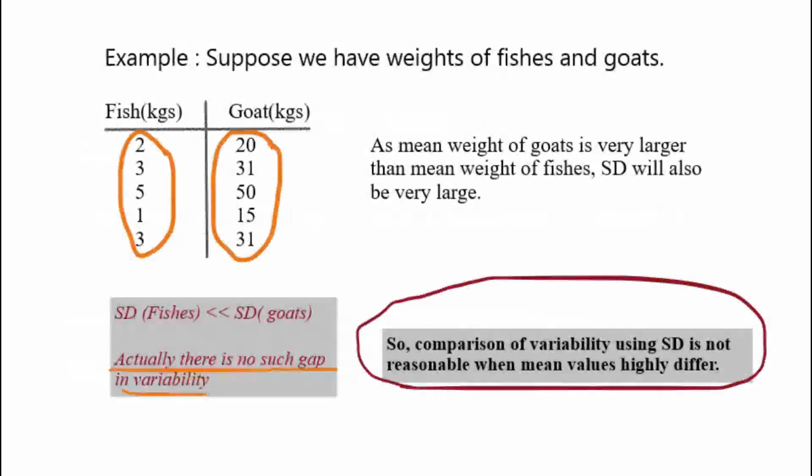Example. Suppose we have weights of fishes and goats. As the mean weight of goats is much larger than the mean weight of fishes, the SD will also be very large. So, comparison of variability using SD is not reasonable when mean values differ highly.